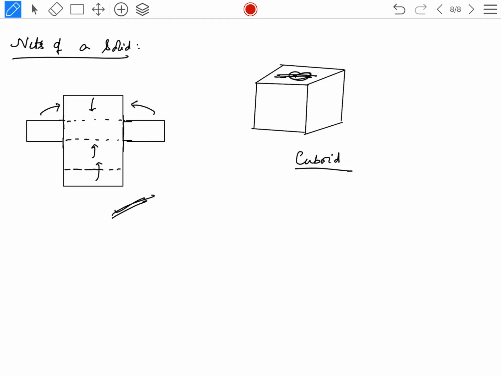Try opening any small carton or small box you get at home, and you will find a net in this way. This is for a cuboid. For a cube, all sides will be the same. So you will obtain different nets for different figures.